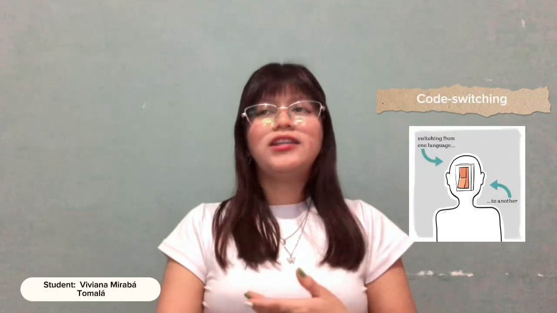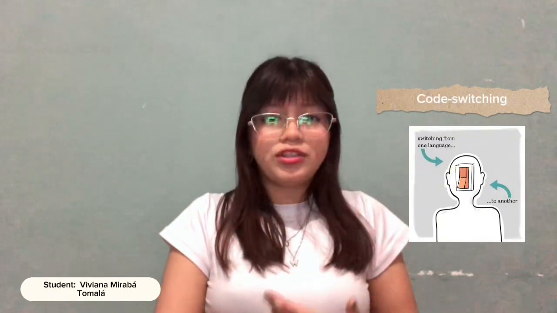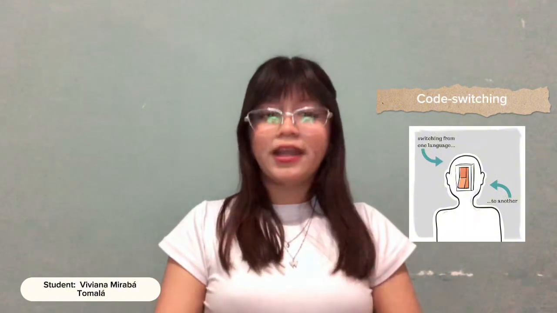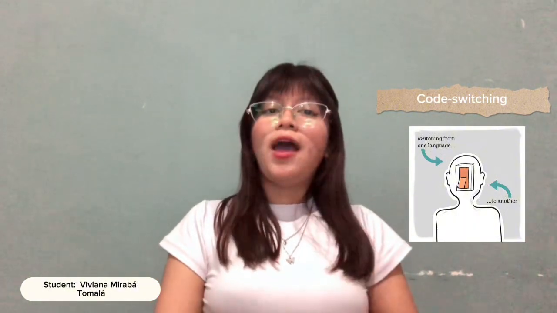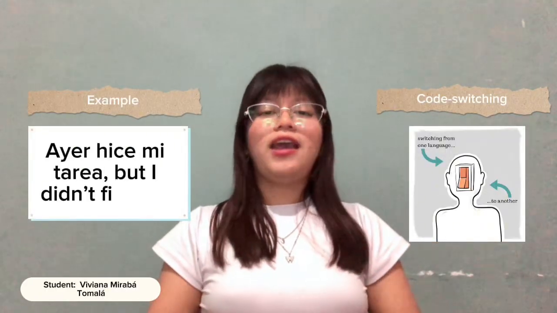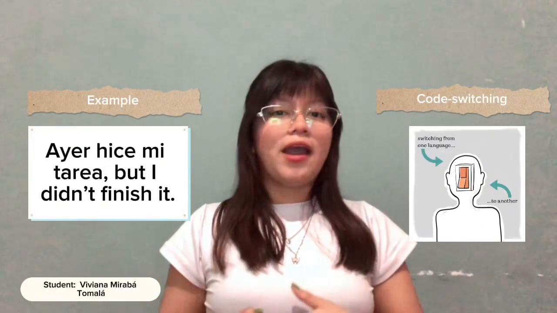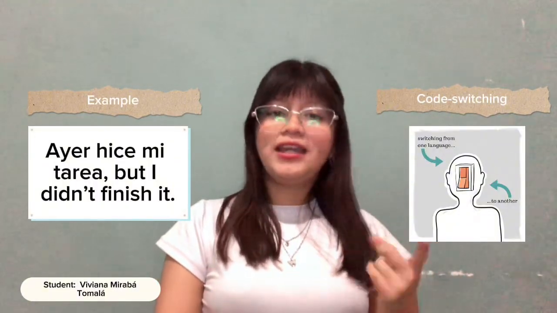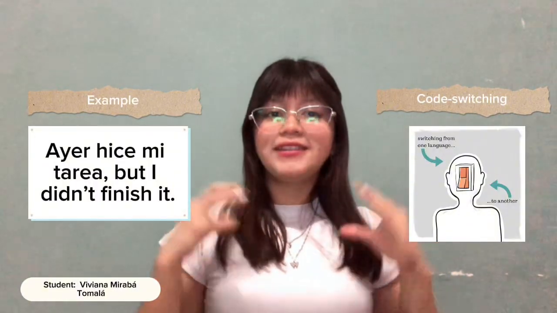First, code switching. When teaching English, it is often noticeable that students switch between their native language and English within the same sentence. This phenomenon is known as code switching. For example, a student says, "Ayer hice mi tarea, but I didn't finish it." They use English and Spanish in the same sentence.